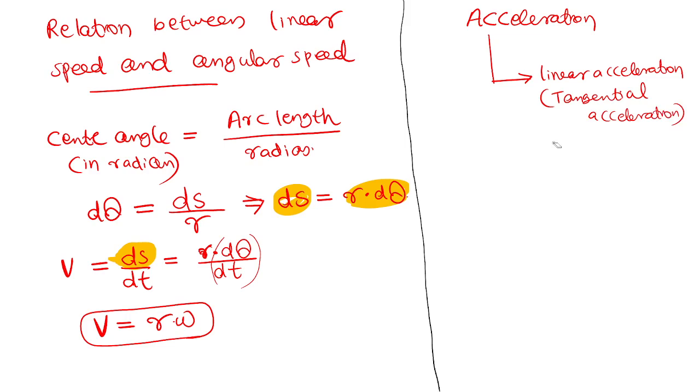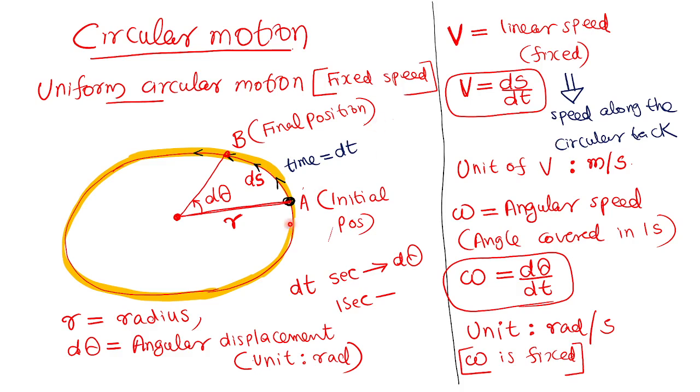Linear acceleration means the acceleration of my bike. Very simple. If the term starts with linear, you think about my bike. I am traveling using my bike along the track. I told you that I maintain a fixed speed. I am not increasing my speed. I am moving with a fixed speed. If I am moving with a fixed speed, will there be any acceleration?